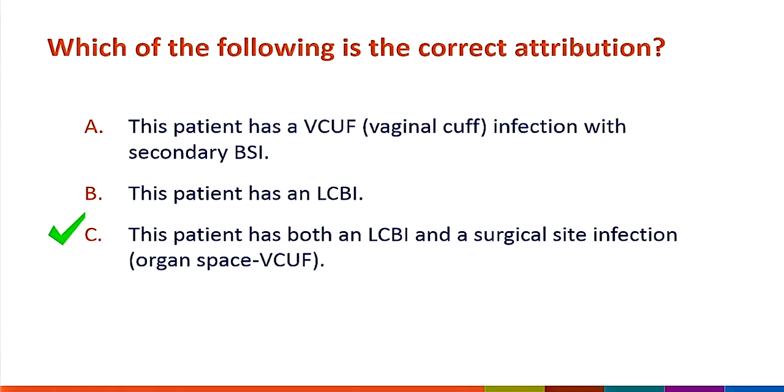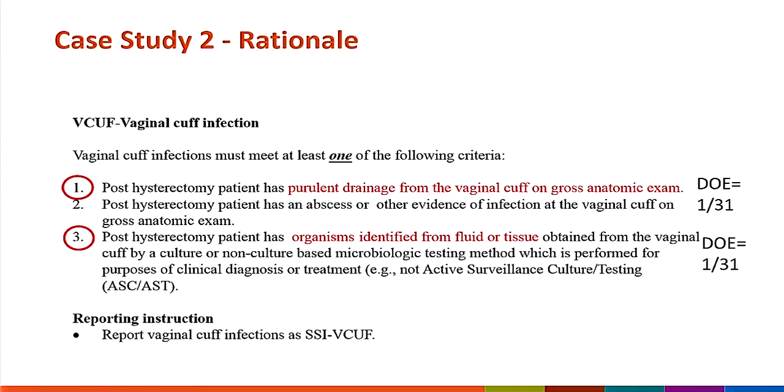And the correct answer is C, they have both. So let's look at why that is. In this case, the patient meets two criteria for a V cuff. They have purulent drainage from the vaginal cuff on gross anatomic exam, post-hysterectomy. So that's criterion 1. They've met that, and they met that on 1/31.